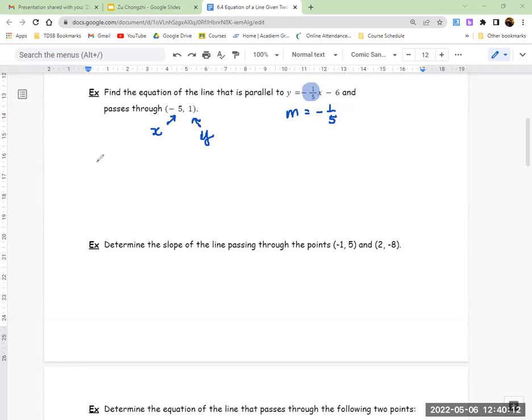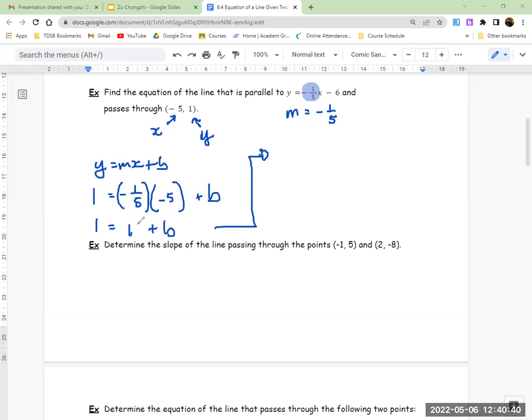Let's do the same. y equals mx plus b. If my slope is -1/5, and I multiply with an x value of -5, adding with the b value, my y is a 1. I solve it. 1 equals +1 plus b. And so b actually equals 1 minus 1. b is a 0. Therefore, y equals slope x plus 0, which I don't need.